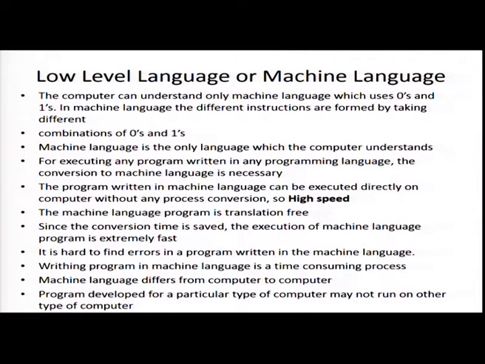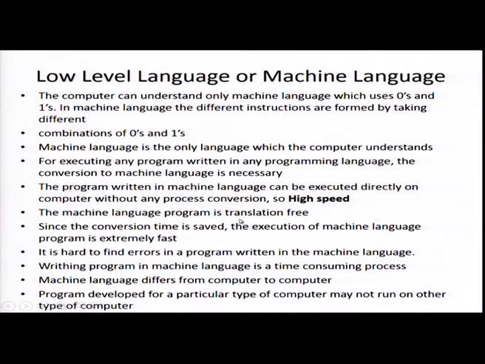Now let us see what a low level language or a machine language is. In a low level language, the computer can understand only machine language which uses zeros and ones. In a machine language, the different instructions are formed by taking different combinations of zeros and ones. Machine language is the only language which the computer understands. For executing any program written in any programming language, the conversion to machine language is necessary.